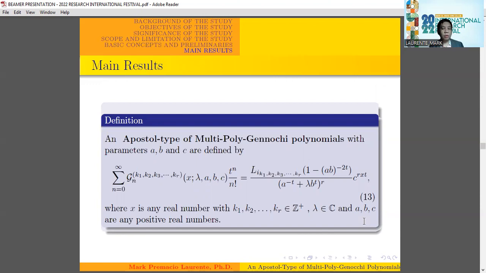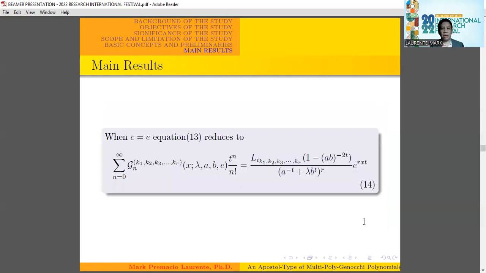the multiple polylogarithm, times the quantity (1 minus (ab) to the negative 2t) over (lambda b to the t plus e to the negative t) to the r, times c to the xt. Okay, where x is any real number, k1, k2, k3 are positive integers, lambda is a complex number, and a, b, c are positive real numbers. Okay, so we have this base now.